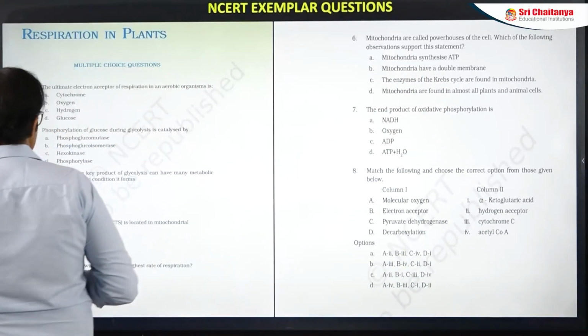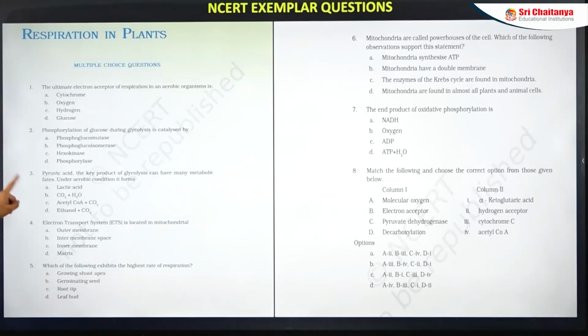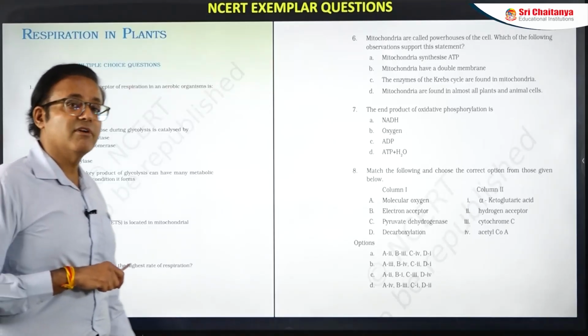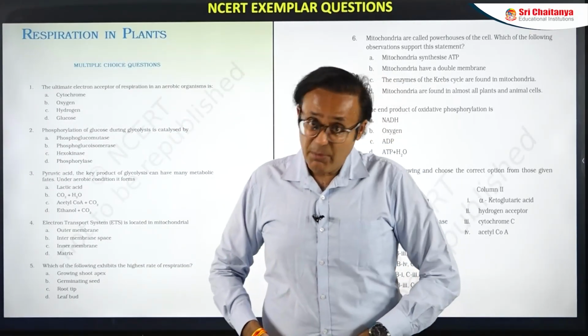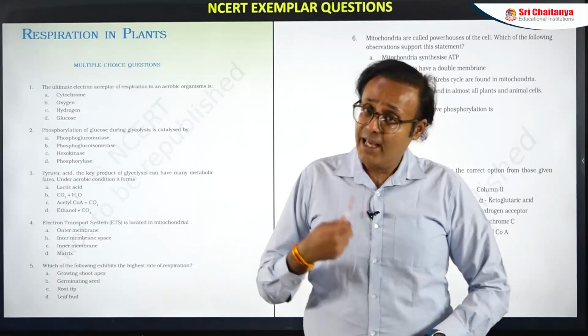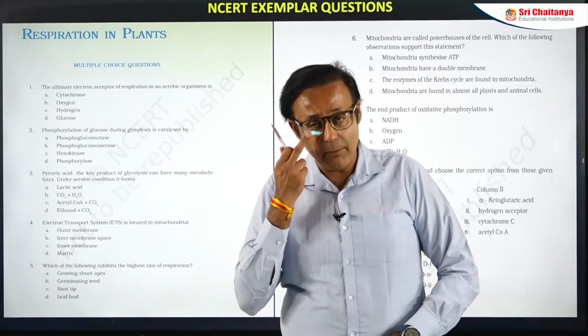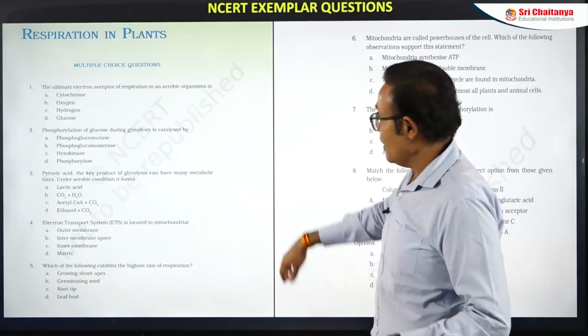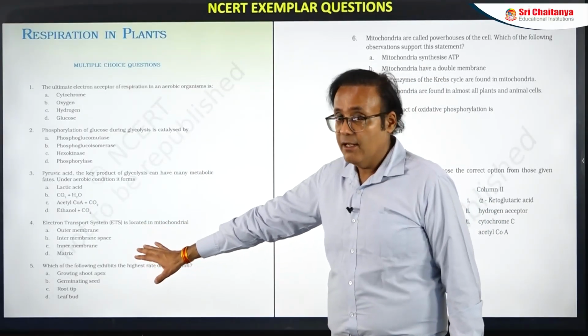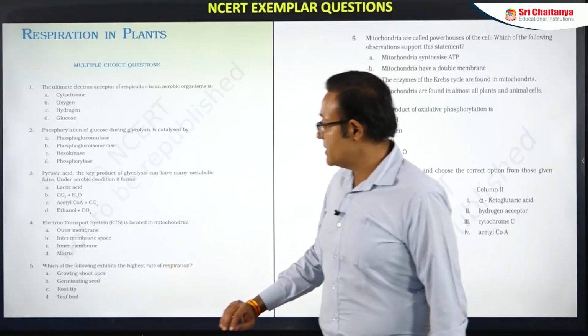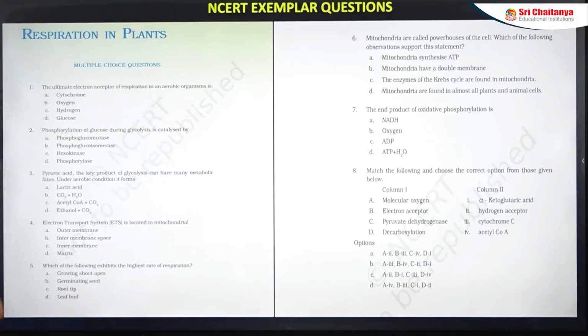Pyruvic acid, the key product of glycolysis, can have many metabolic fates. You know that in aerobic conditions pyruvic acid gets converted into acetyl coenzyme A, which is called the link reaction, but anaerobically pyruvic acid can convert into some other product also, depending upon the type of organism. The electron transport system is located in the mitochondria, you know the site. Then, which of the following exhibits the highest rate of respiration? Germinating seed, root tip, leaf bud, or growing shoot apex.